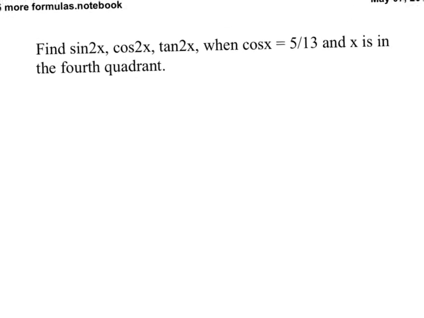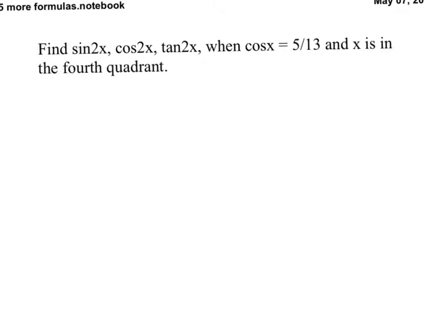Okay, so we're supposed to find sine 2x, cosine 2x, tangent 2x when the cosine of x equals 5 over 13 and x is in the 4th quadrant. So let's get a little drawing going on here. We have to first put x in the 4th quadrant. Okay, so there's x. I know that cosine of x is adjacent over hypotenuse. And so if I do the Pythagorean theorem, that means this is negative 12. And it's negative because the y value is negative in that quadrant.